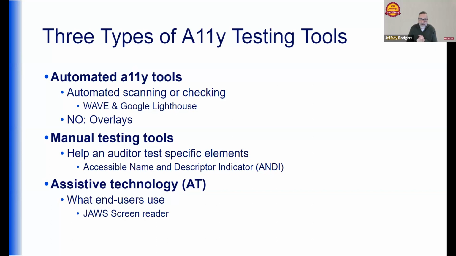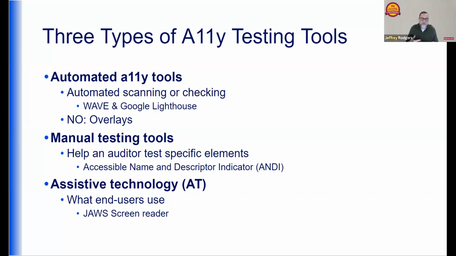The next type of tool is manual testing tools. I'm going to demonstrate one of those specifically called ANDI, which stands for Accessible Name and Descriptor Indicator. It's a free tool provided by the government for 508 testing, and it's got some nice, easy to use features.